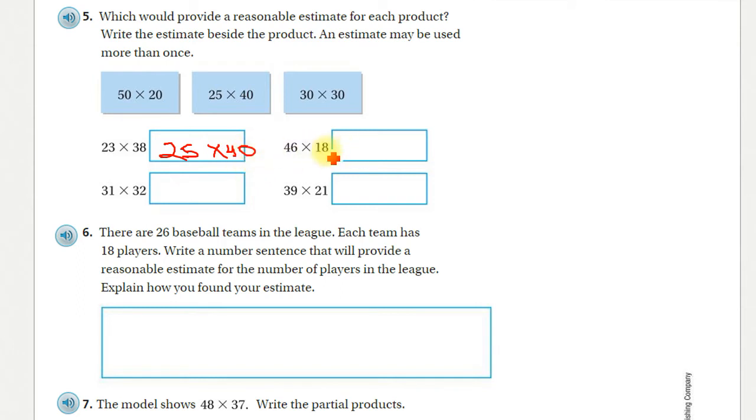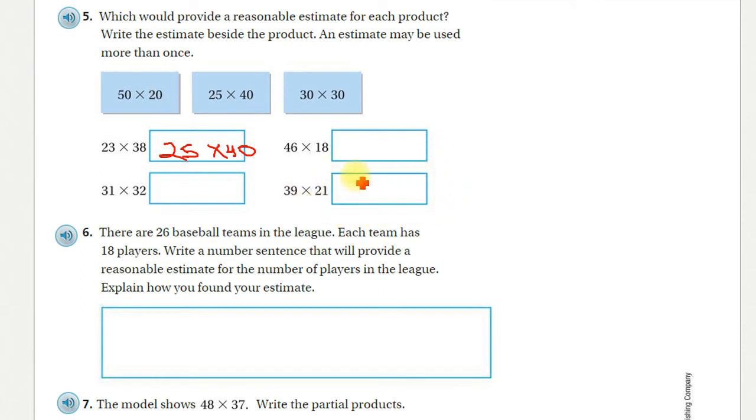Now these two are fairly self-explanatory. 31, that's about 30. 32 is about 30, so you would write 30 times 30. Here, 46 is about 50. 18 is about 20, so you'd write 50 times 20.